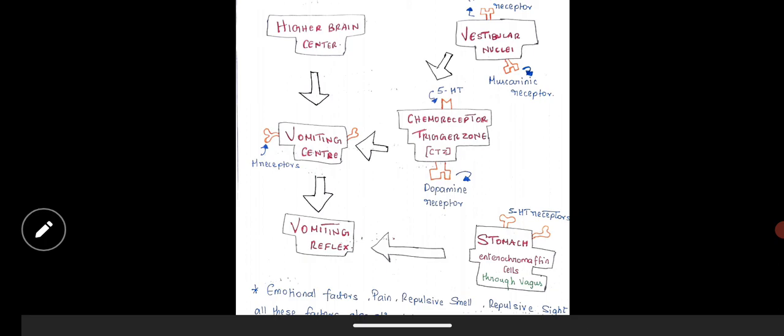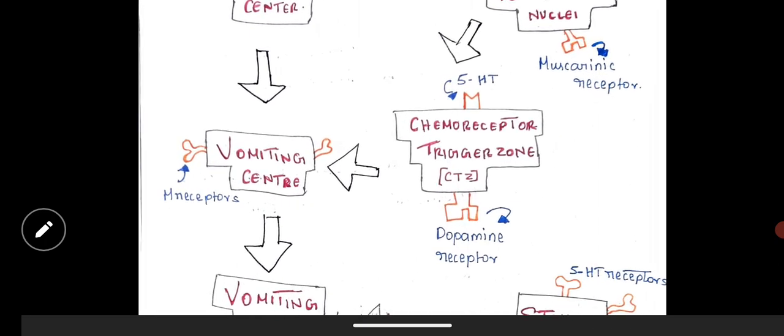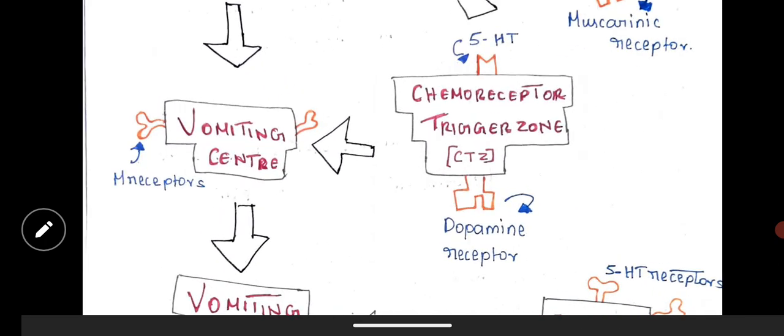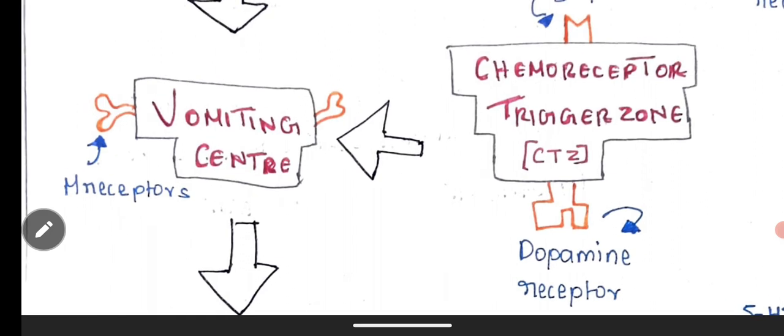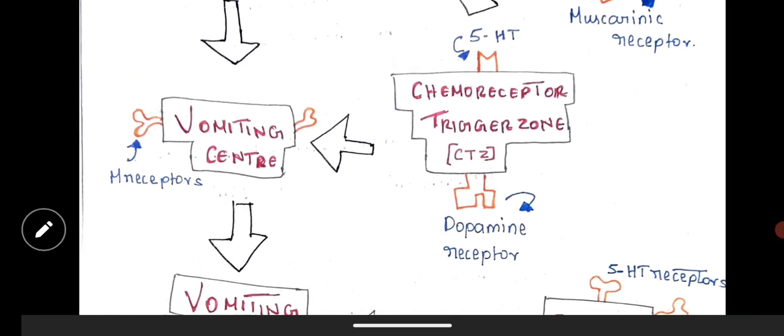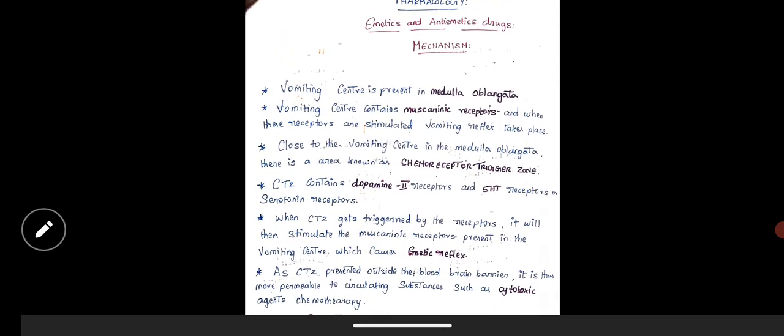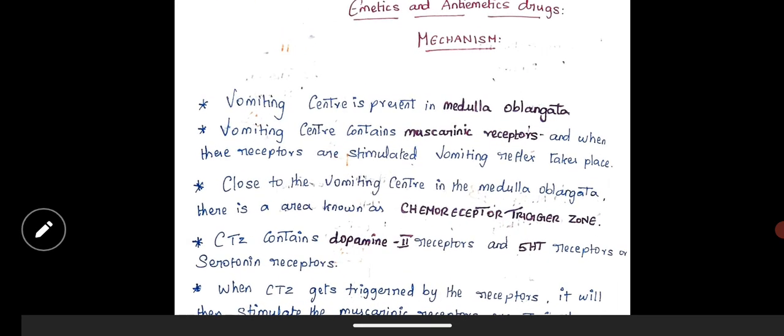We have the vomiting center, which is present in the medulla. This vomiting center contains muscarinic receptors. Okay. Here, the vomiting center is present in the medulla oblongata. It contains muscarinic receptors, and when these receptors are stimulated, the vomiting reflex takes place.